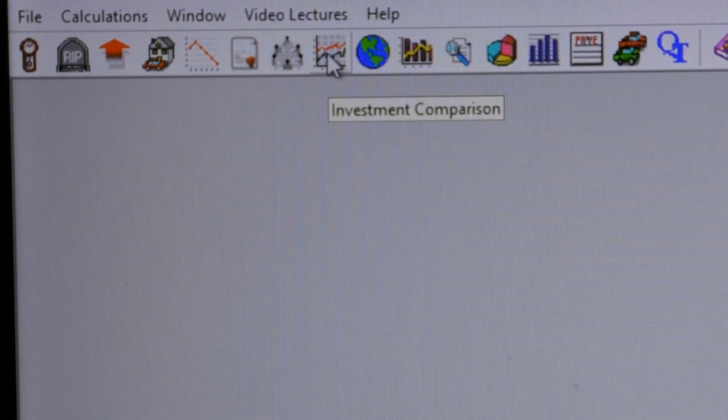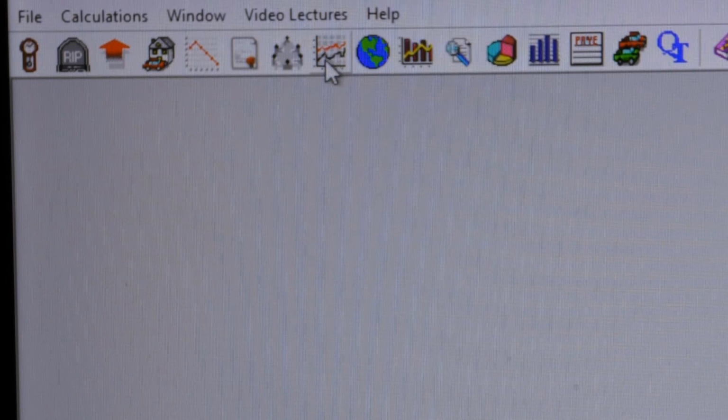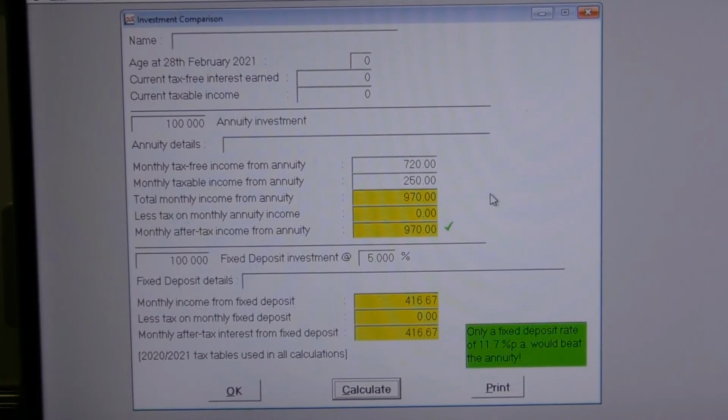This icon opens investment comparisons between fixed deposit and annuities. This calculator compares investing a capital amount into a fixed term annuity and a fixed deposit. The calculator shows which is the best option, including with tax implications if applicable.